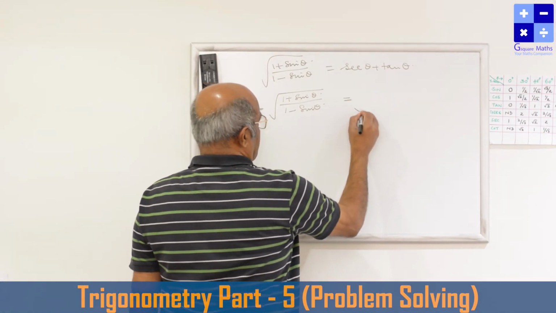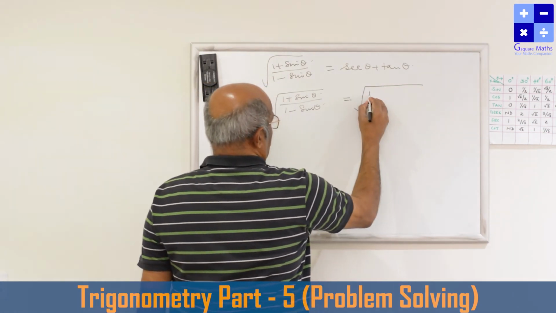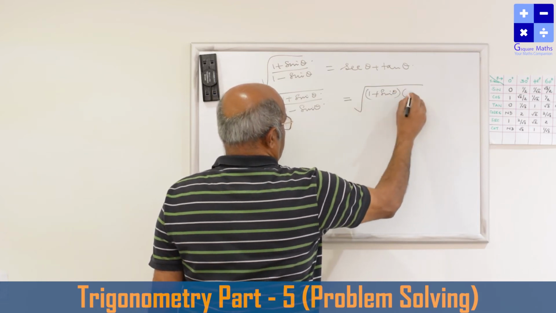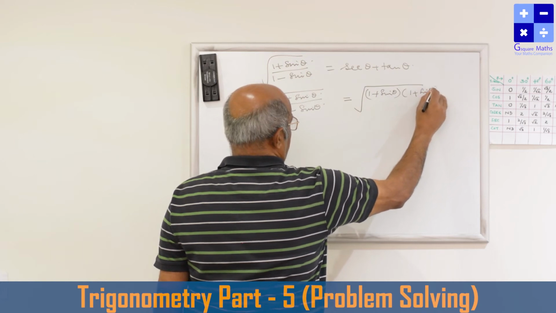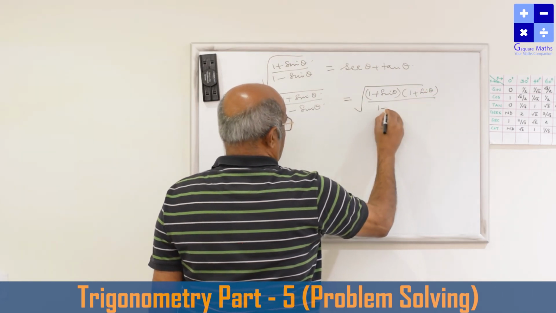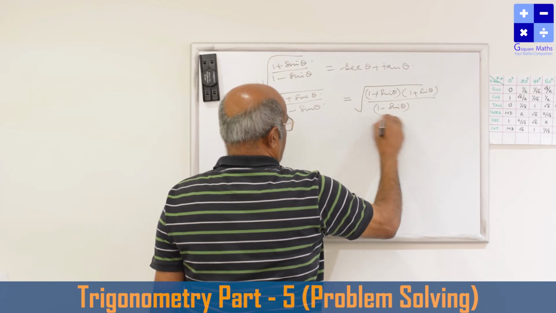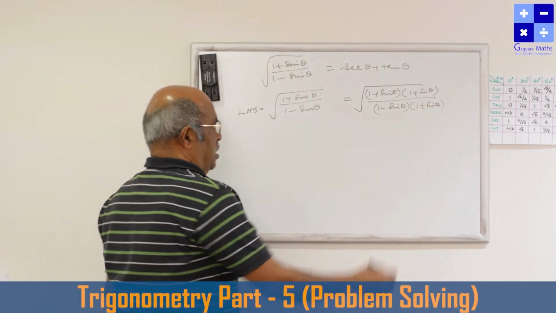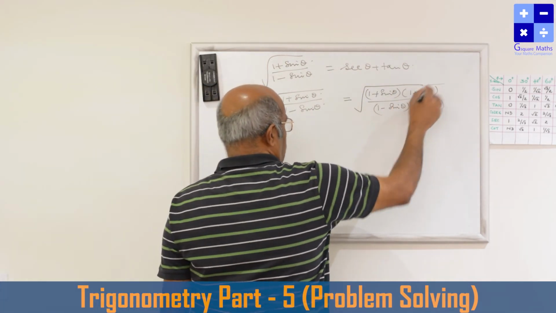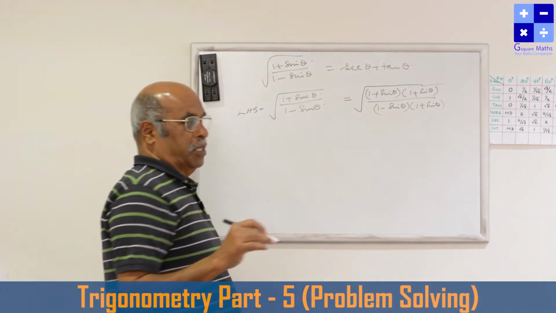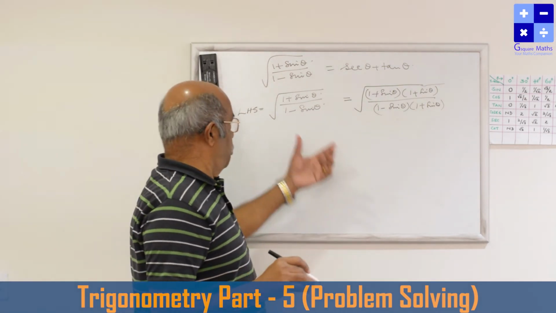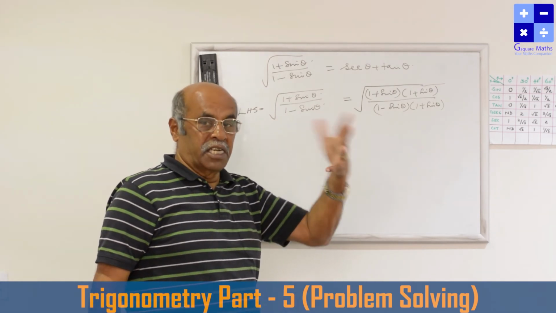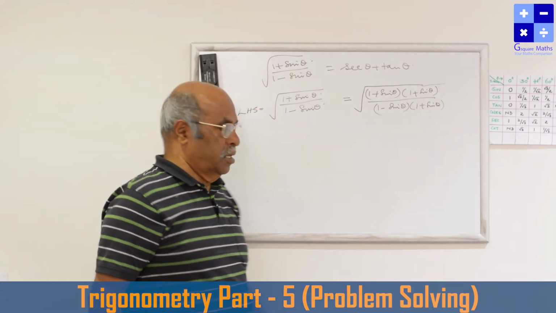Multiply numerator and denominator by 1 plus sin theta. I am multiplying numerator and denominator by 1 plus sin theta. That will not affect the result. Why do I multiply this by 1 plus sin theta? Because 1 plus sin theta and 1 minus sin theta are conjugates of each other, rationalizing factors, otherwise you can say.